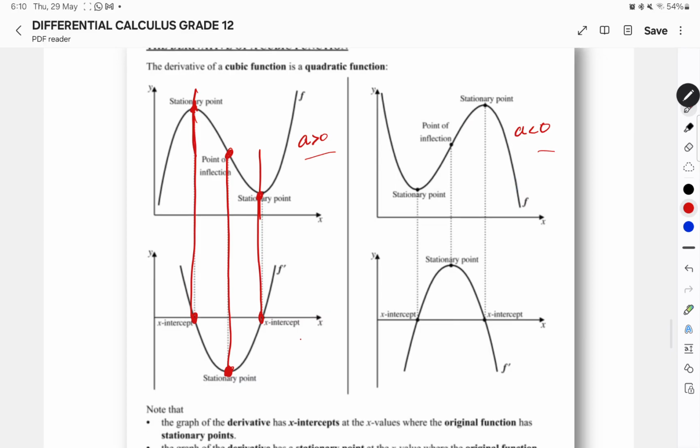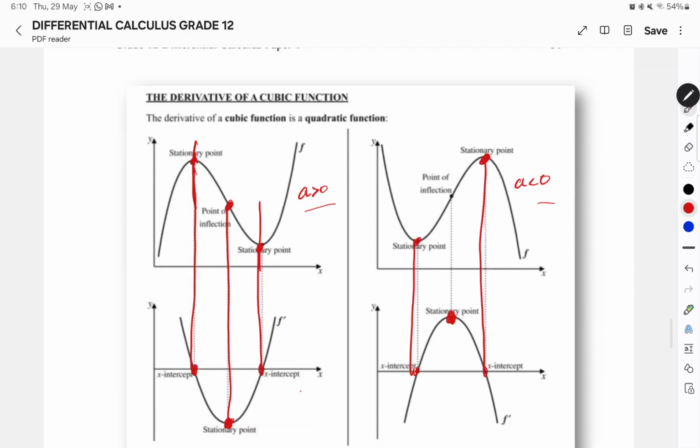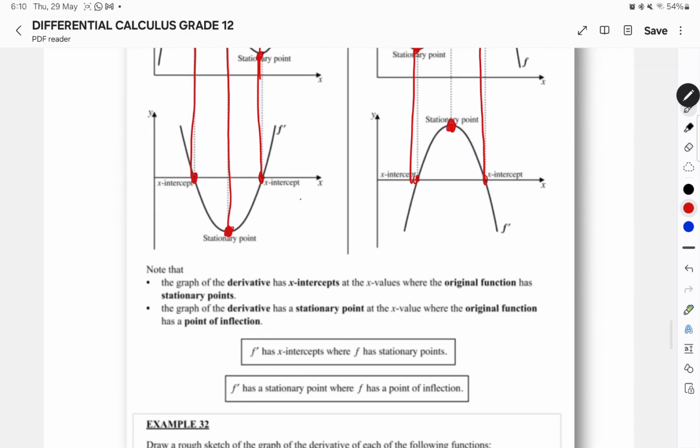Same applies when the graph is negative. The stationary point, which is your turning point, will be the x-intercept of the parabola. The stationary point will then be the x-intercept of your linear function. So I hope you understand what I'm saying.